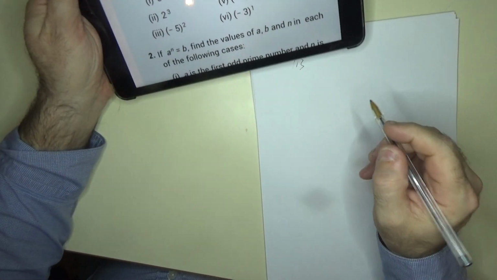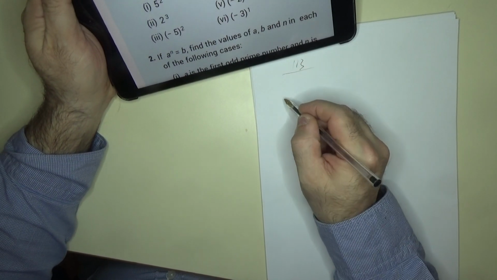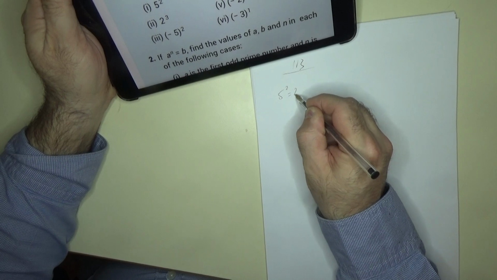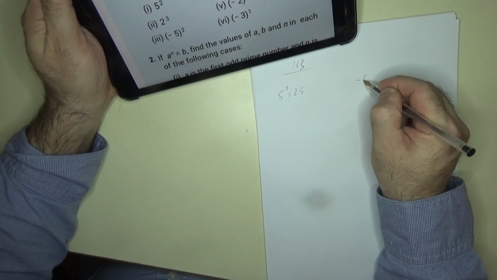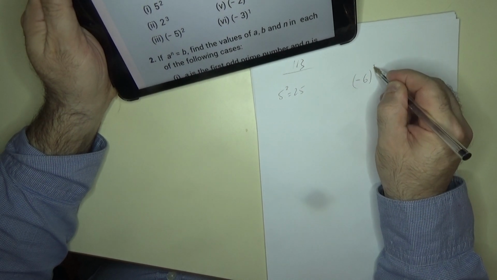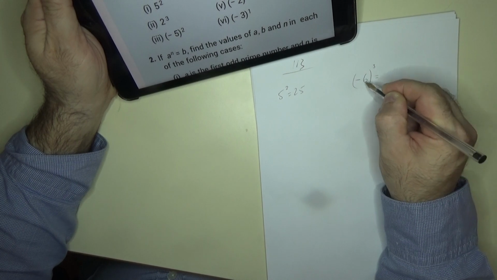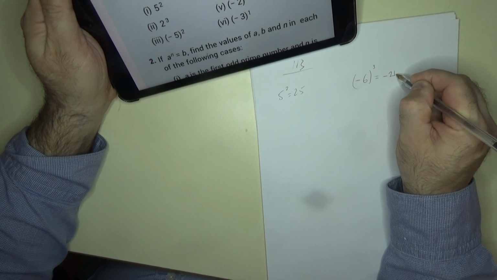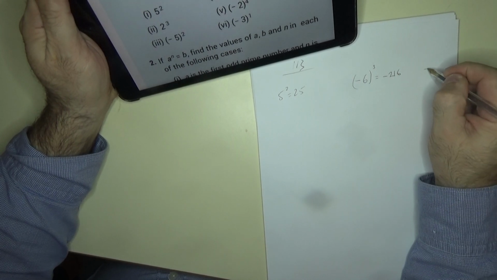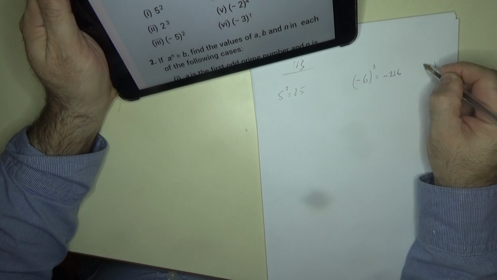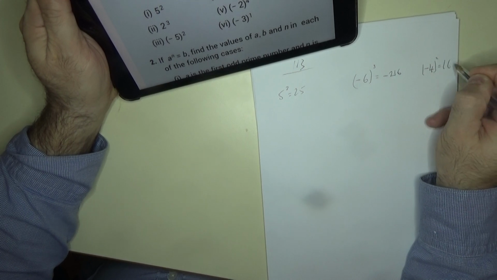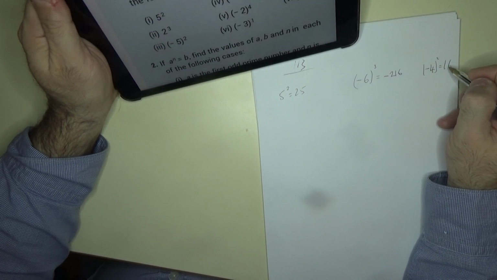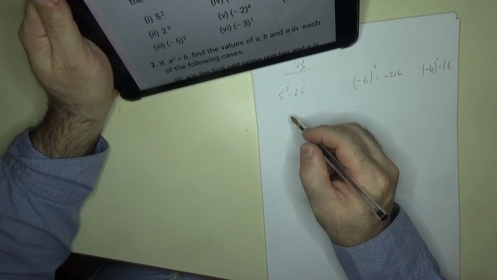So I'm just going to get the layout of the questions in order to keep organized. We'll say that 5 squared is 25. Minus 6 all to be cubed is equal to, well, a negative cubed will be negative, and then 6 cubed is 216. Minus 4 all squared equals 16. And again, did they say, yeah, evaluate without a calculator.